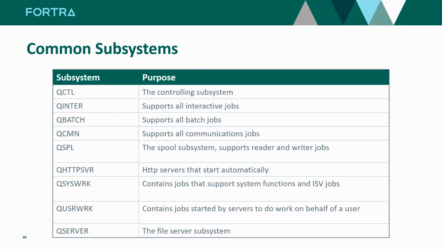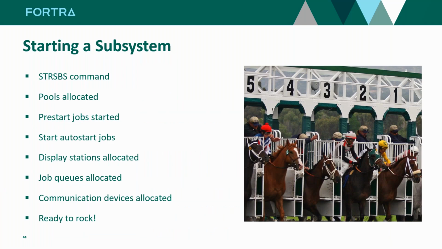Some common subsystems that appear in the operating system when you get it are those starting with the letter Q. You know that in the IBM i, the Q is a specific letter. You may create objects starting with Q, but it's not recommended. Those coming from IBM are named like that, and you can find QCTL, the controlling subsystem, QINTER for interactive jobs, QBATCH for batch jobs, communications, spool, HTTP, system work, user work, servers. So these are standard subsystems. You can create your own subsystems if you want for running your applications.